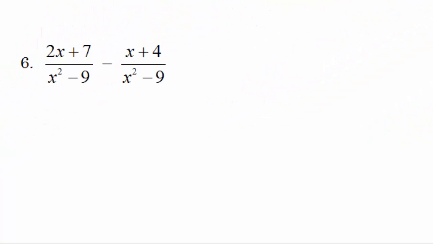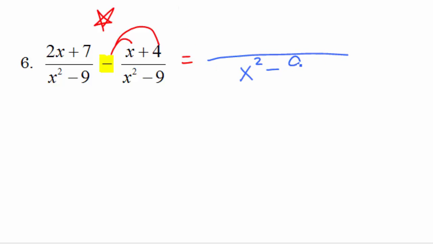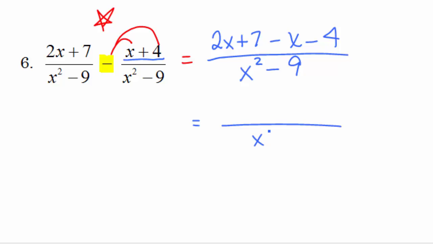Number 6, got that minus sign. So again, I just know I need to distribute that. So I have the same denominator, so I'm going to keep it. Keep the first numerator, and now distribute my minus sign to that numerator. Keep the denominator. Collect like terms. Now can I reduce? Don't know.